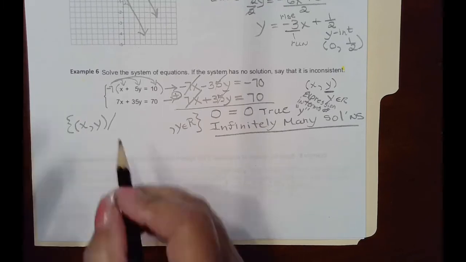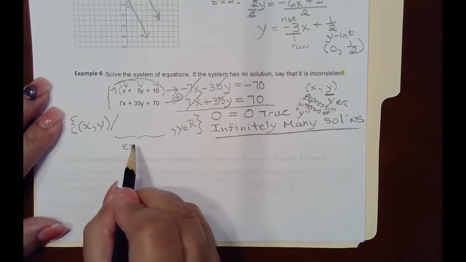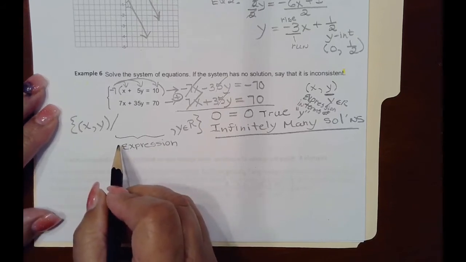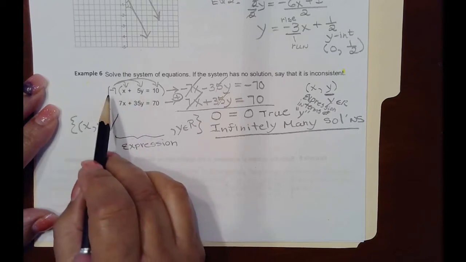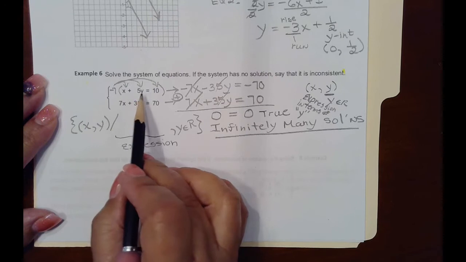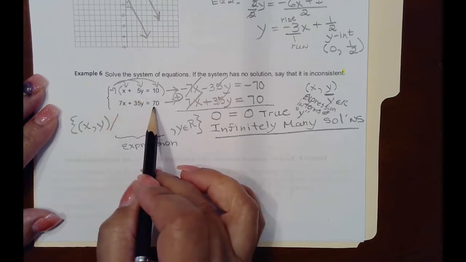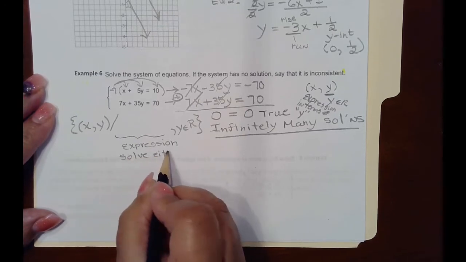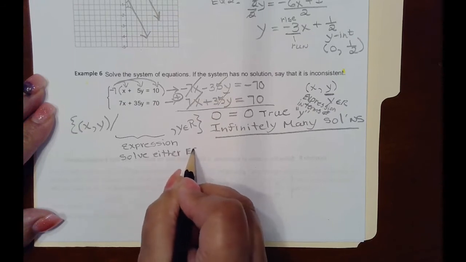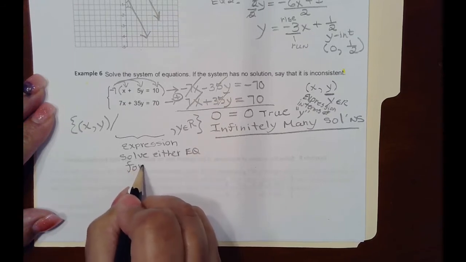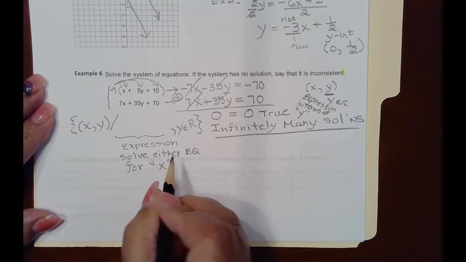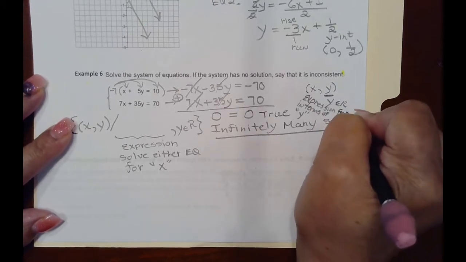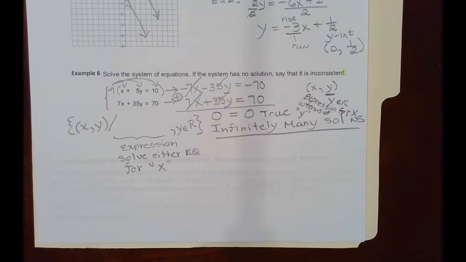So now, as far as getting this expression that I just talked about, you can solve either one of the equations that you see up here, and that's before you multiply it by -7. Either the x plus 5y equals 10 or the 7x plus 35y equals 70. Just solve either equation for x, because we need an expression for x in terms of y. Let me try and squeeze that in here. We need an expression for x in terms of y.